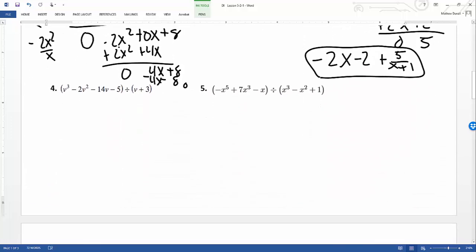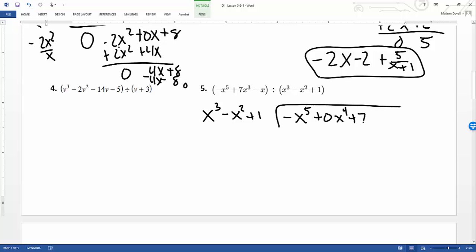A problem like number 5. So x cubed minus x squared plus 1. And remember, we got to include those placeholders. So minus 5x to the 5th plus 0x to the 4th plus 7x to the 3rd plus 0x squared minus x plus 0. So x to the 3rd into minus x to the 5th is minus x squared. If you need to write it out just to visualize it, you can.